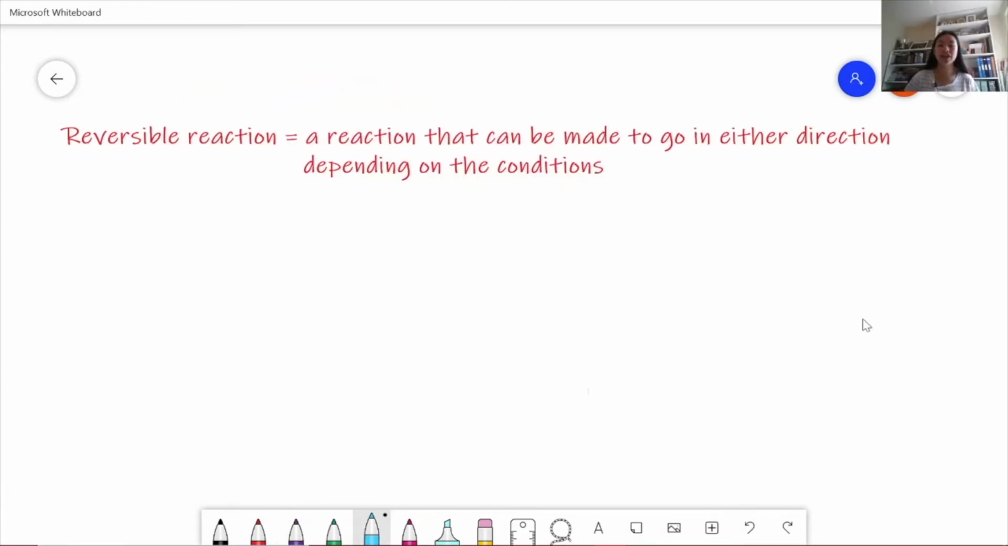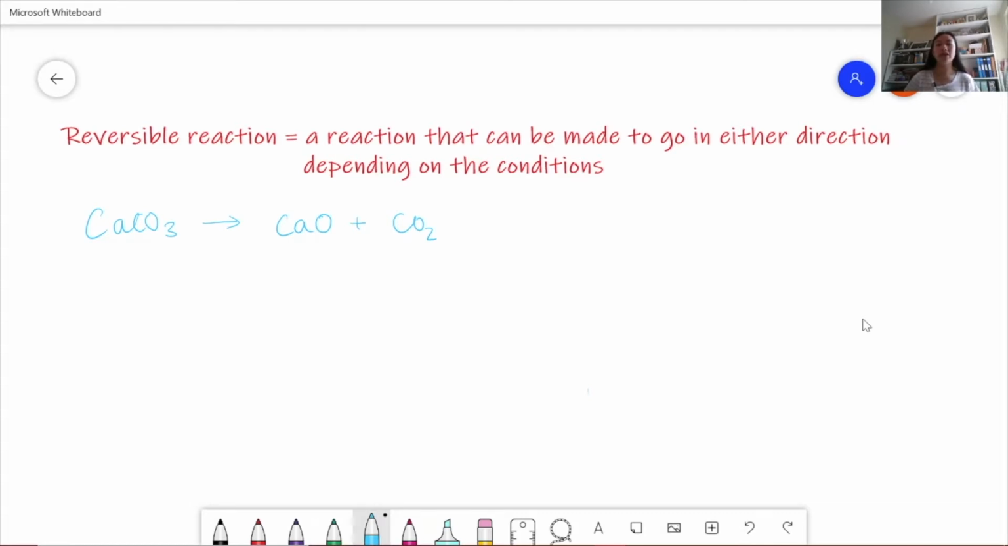A reversible reaction is a reaction that can be made to go in either direction depending on the conditions. So, for example, we could have calcium carbonate being heated to form calcium oxide, the solid, and carbon dioxide gas. Now, in an open system where the carbon dioxide gas is allowed to escape, this would just be a one-way reaction. It would just be from left to right.